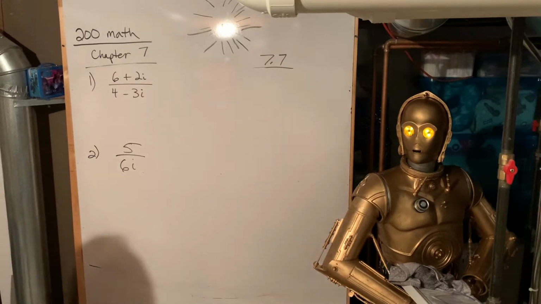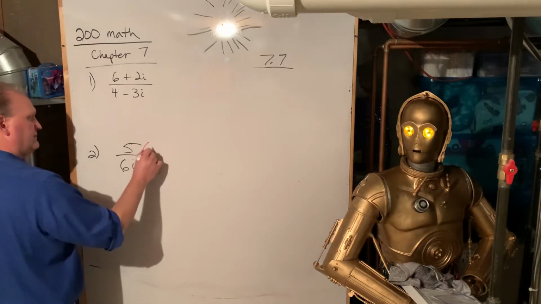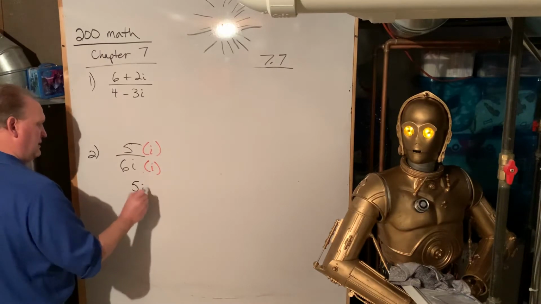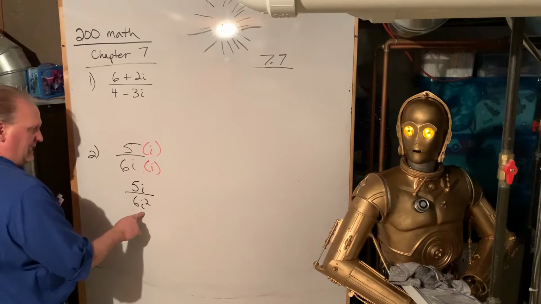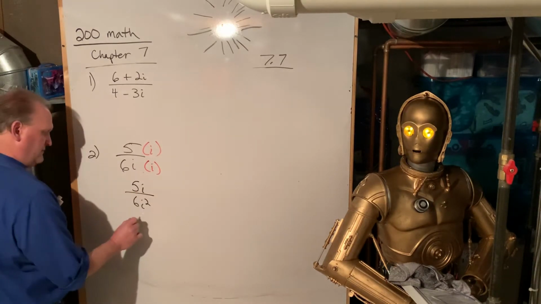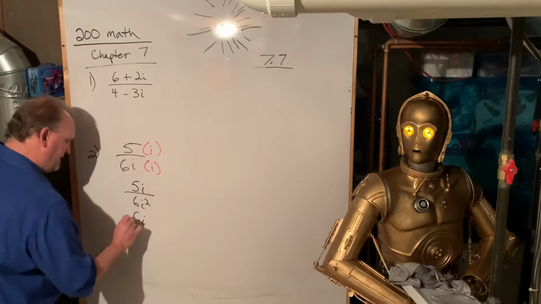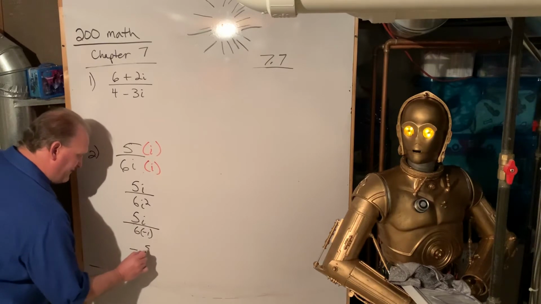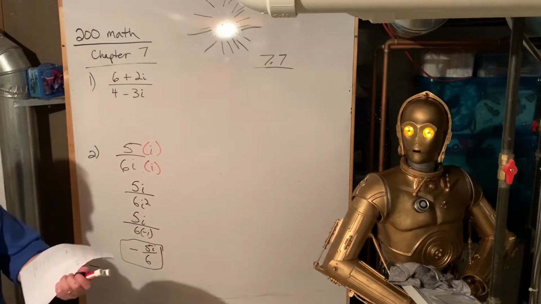This one, if I multiply top and bottom by i, I get 5i over 6i squared. And so then i squared is negative 1, so 5i over 6 times negative 1, or just plain old negative 5i over 6. Or 5i over negative 6. Doesn't matter where you put the negative. All right?